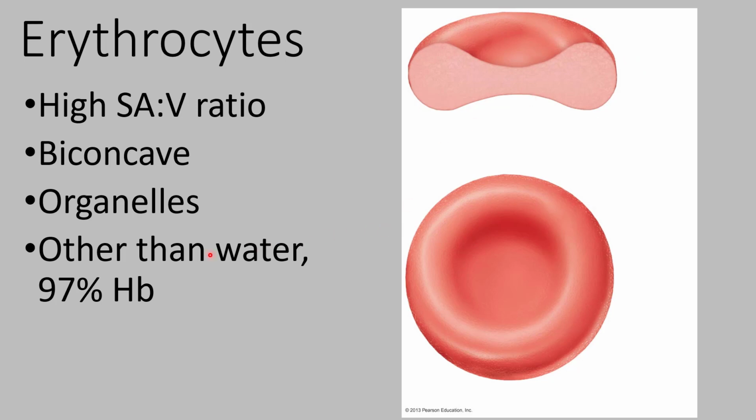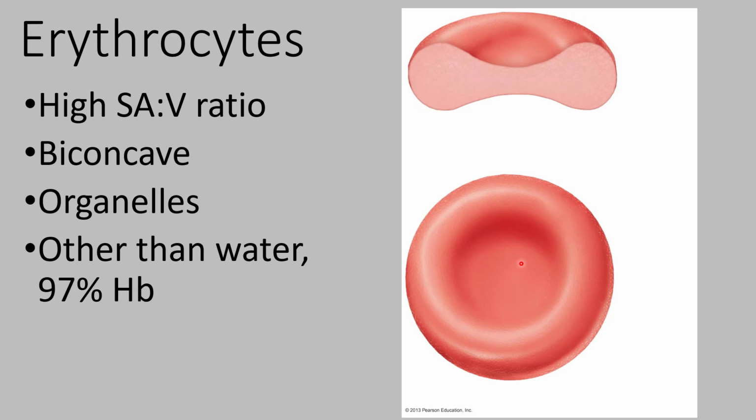Now, everything in our body is mostly water, and that's true for red blood cells. But if we ignore the fact that it's mostly water and we just look at the non-water part of the cell, other than water, the cell is 97% hemoglobin. Erythrocytes are packed full of a protein called hemoglobin. Hemoglobin is the protein that carries oxygen. When oxygen travels in our blood, almost all of that oxygen is bound to hemoglobin. So this cell is packed with hemoglobin.